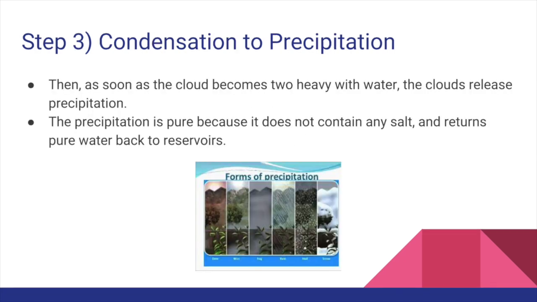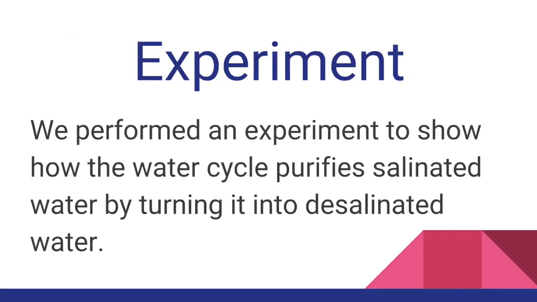Step 3. Condensation to precipitation. Then, as soon as the cloud becomes too heavy with water, the cloud releases precipitation. The precipitation is pure because it does not contain any salt and returns pure water back to reservoirs.